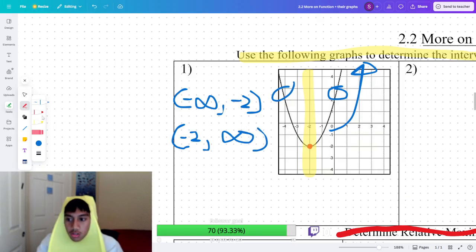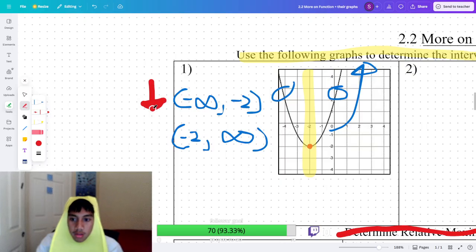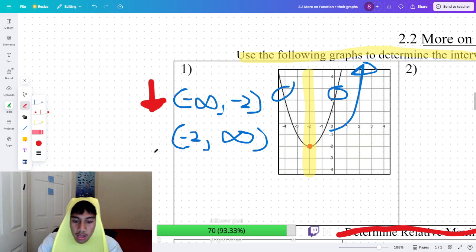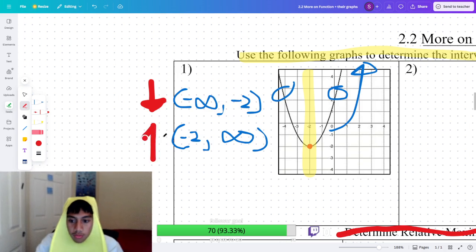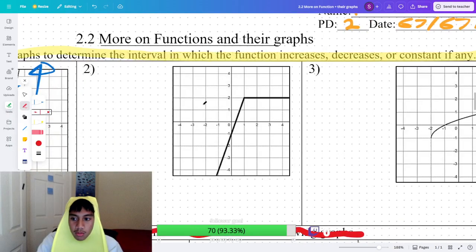After you write all this, you want to add the direction in which your graph went. So starting from the left to the right, you notice that our graph went down, decreasing, so our interval was decreasing, and then after that, our interval on the right side was increasing. Pretty cool. This brings us to our next problem.